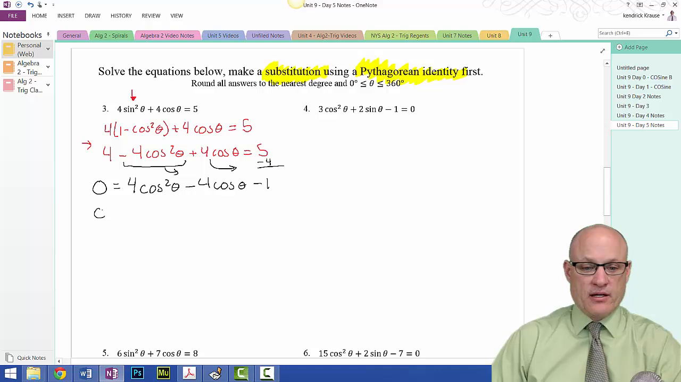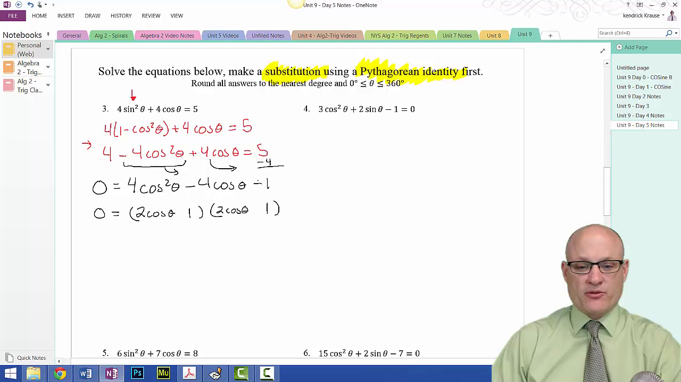Well, that's not a problem. I can factor that. That's pretty easy to factor. As a matter of fact, it's quite simple. 2 cosine theta, 2 cosine theta. That gives me my 4 cosine theta. I need a 1 and a 1. Oh, wait a second. This is a plus 1, I apologize. That means the signs are going to be the same, and since this is a negative in the middle, they're both going to be negative. Well, that just means they're the same. This is a perfect square trinomial. Awesome! That means here I get cosine theta equals 1/2, and here I get cosine theta equals 1/2.